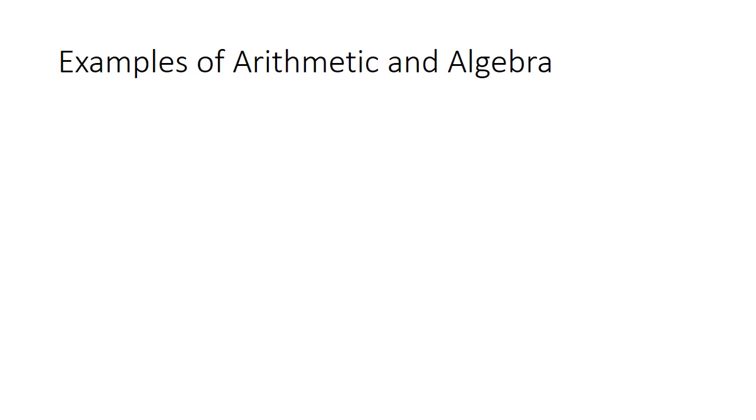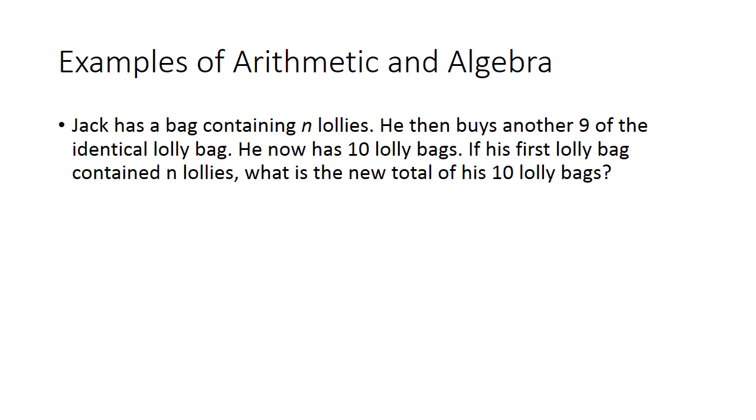Finally, Jack has a bag containing N lollies. He then buys another 9 bags of the identical lolly bag. So he buys another 9 of them. He now has 10 lolly bags because he started with 1, he bought another 9, that makes 10. If his first lolly bag contains N lollies, what is the new total of his 10 lolly bags?